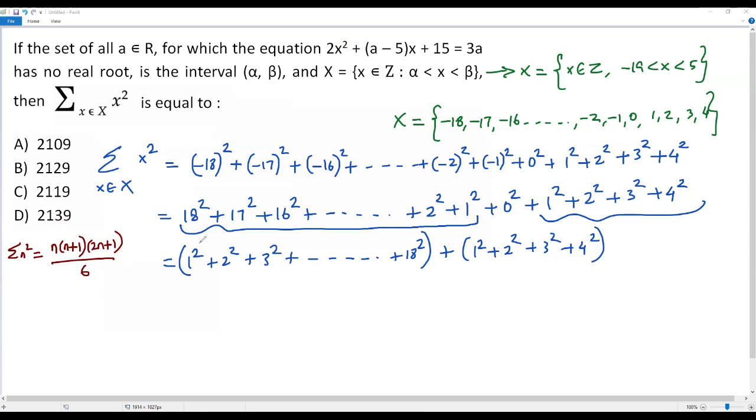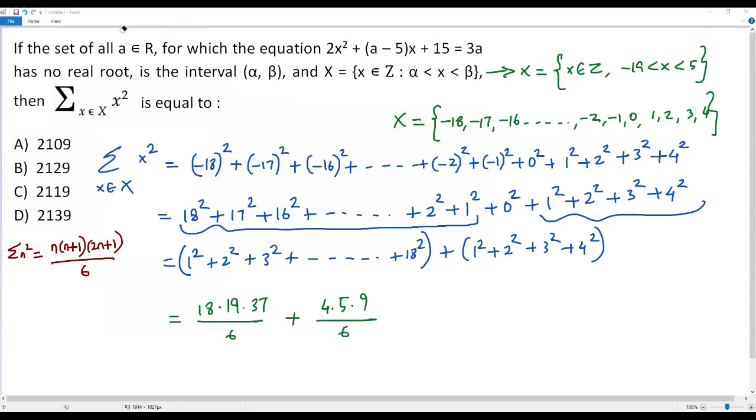So in this formula we have to plug in n equals 18 to get the sum of the first part, and in the second case we have to plug in n equals 4 to get the sum of the second part. Okay, let me do it here. In this formula I'm going to plug in n equal to 18. That is 18 times 18 plus 1 will be 19, and 2 times 18 is 36, 36 plus 1 is 37, divided by 6, plus. And now in this formula I'm going to plug in 4. Then I'm getting 4 times 4 plus 1 is 5, times 2 times 4 is 8, 8 plus 1 is 9, divided by 6.